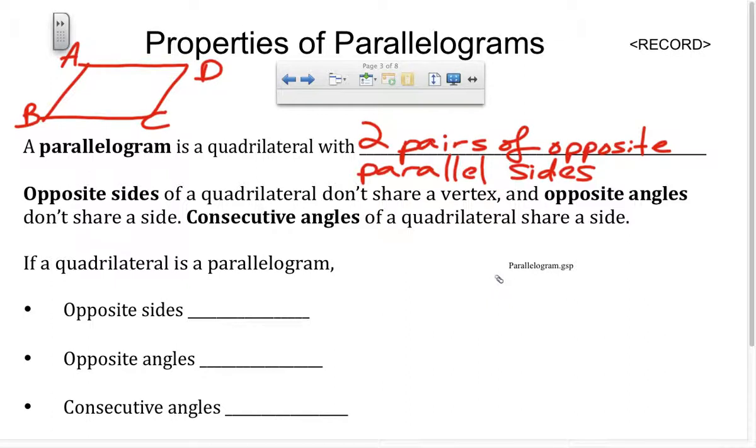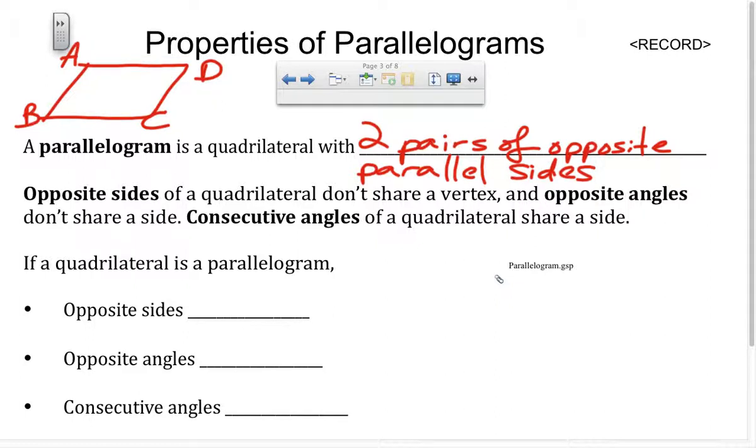Opposite angles don't share a side. Again, just for the sake of clarity, making sure that we're all talking the same language, can someone else please name for me a pair of opposite angles in this diagram? Yes, Trent. Angles A and C are opposite angles, as well as B and D.